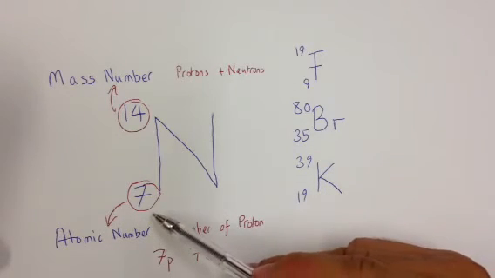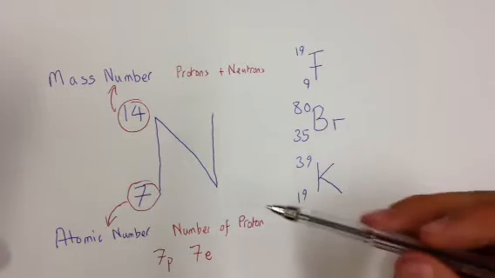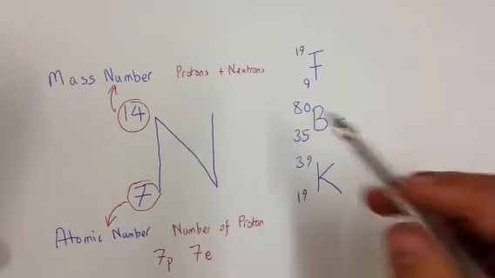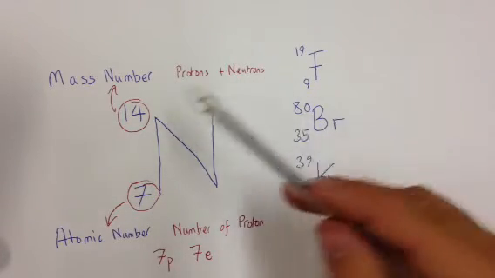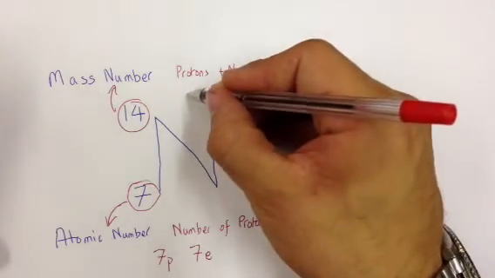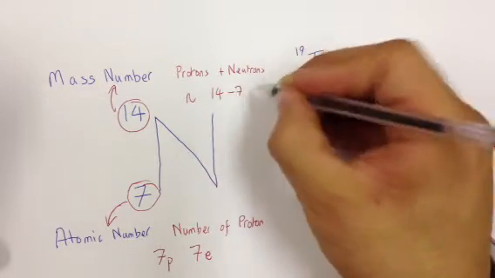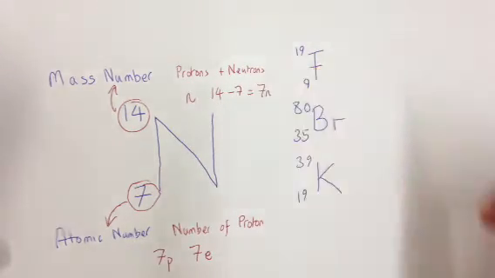So if I want to know the number of protons in an atom, I look at the number at the bottom. If I want to know the number of electrons, I look at the bottom. If I want to know the number of neutrons, I have to take away the little number from the big number. So for this one, if I want to know how many neutrons there are, I have to do 14 take away 7, which in this case is 7 neutrons.